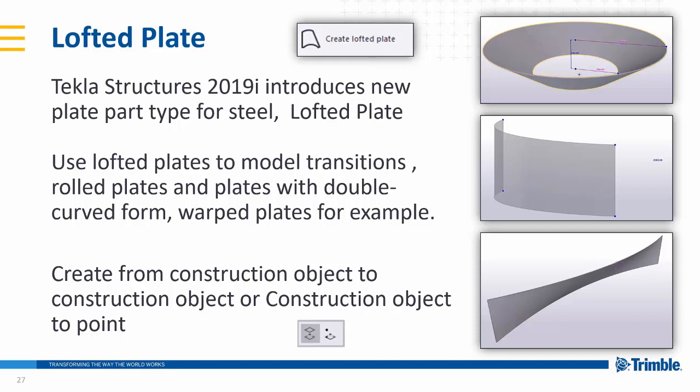So you can go from a line to an arc, from an arc to a circle, from a circle to a twisted angled line. And what you do is you draw the construction lines and click on those, and it creates a plate between those two lines. So let's take a look how that actually works.